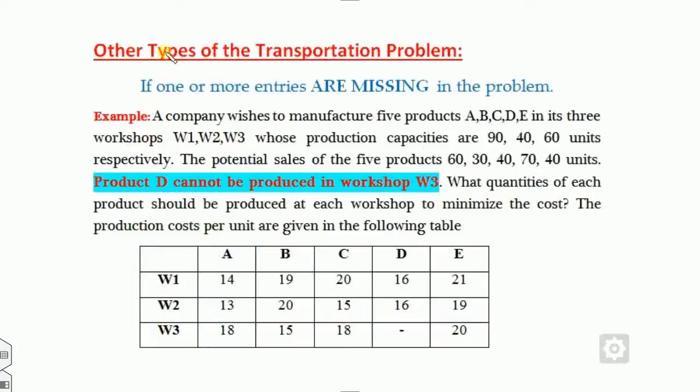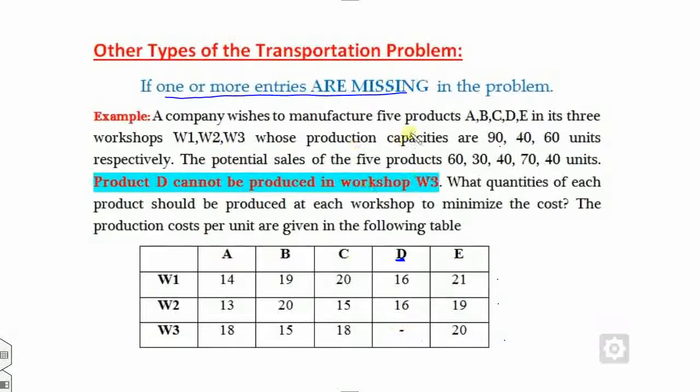Look, there are some other types of special transportation problems. How do you solve such problems when one or more entries are missing? Look at that, this value is missing in the optimization table. It says that product D cannot be produced from workshop W3. These are the capacities, 90, 40, 60 and so on, and you can check whether this is balanced or not. So how do you solve it when something is missing in the table?